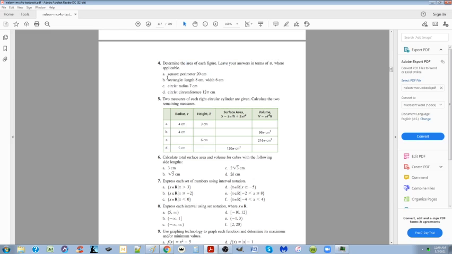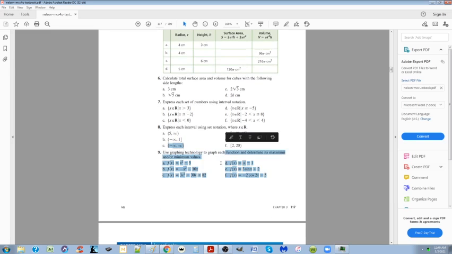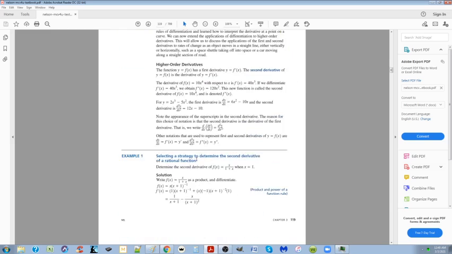Get used to your areas, how to do a circle, etc., etc. How to analyze backwards. How to calculate surface areas for cubes. It's a dice. It's a 6-sided dice, 6 sides of squares. Get back into your notation, your interval notation. Learn what that means. Remember what the circle, the rounded bracket means. Use your Desmos. It's a fantastic tool.